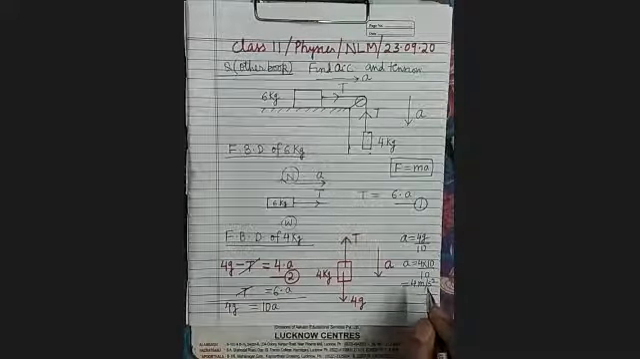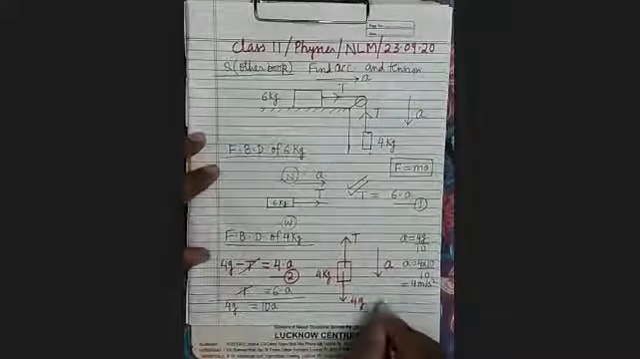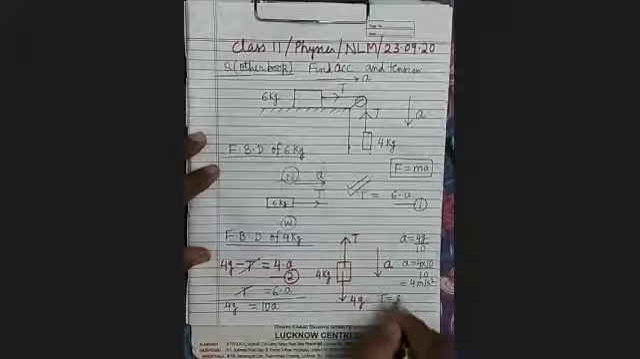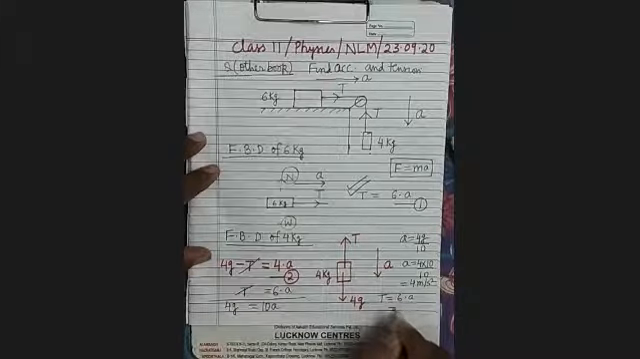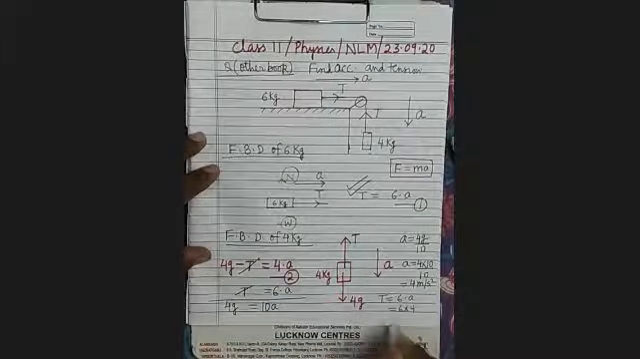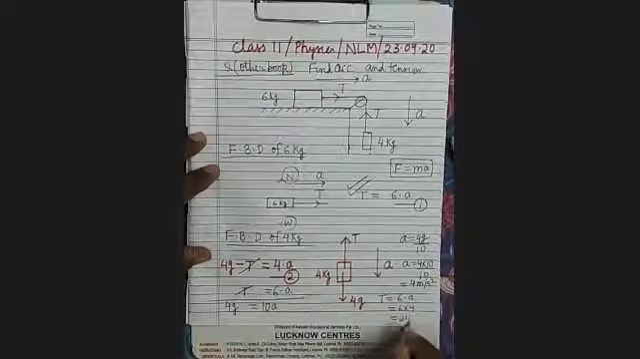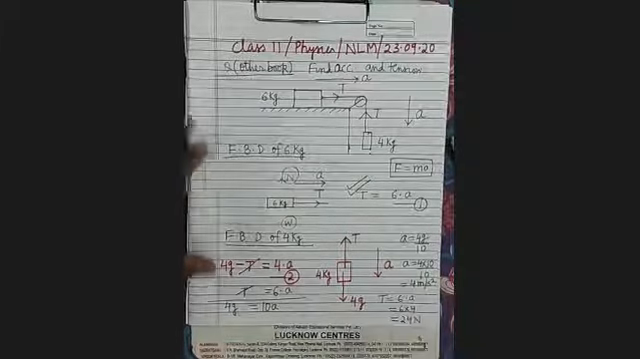Is this clear? Now what will be the tension? Tension you can find by using this relation. T equals 6 into a, that is 6 into 4, which equals 24 Newton. So it is one case.